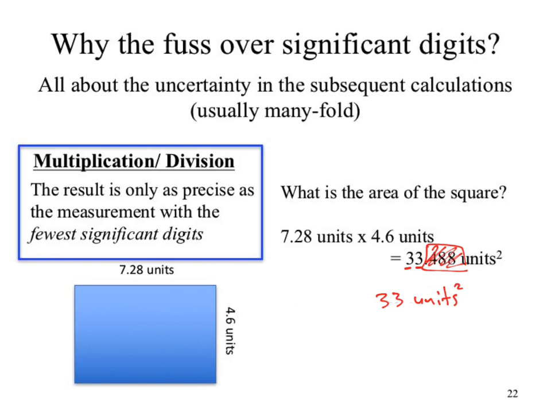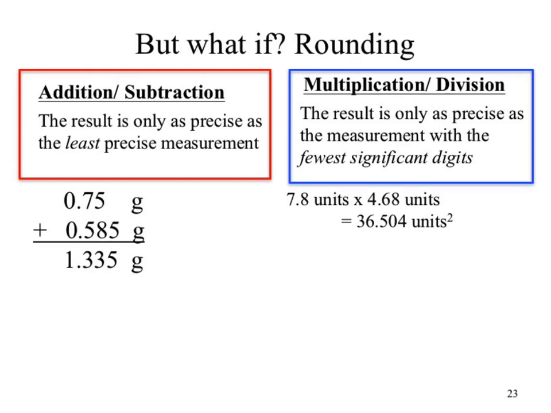Yes? The numbers following the decimal, like 0.488. If it was higher than 0.5, would you then round the units to 34 units squared? Do you mean, would it matter if I had to worry about rounding? Yeah, so like if it was 33.48. So let's take a look at this one. Addition, subtraction. I add those two numbers up. Calculator spits out that number. What do I report to?